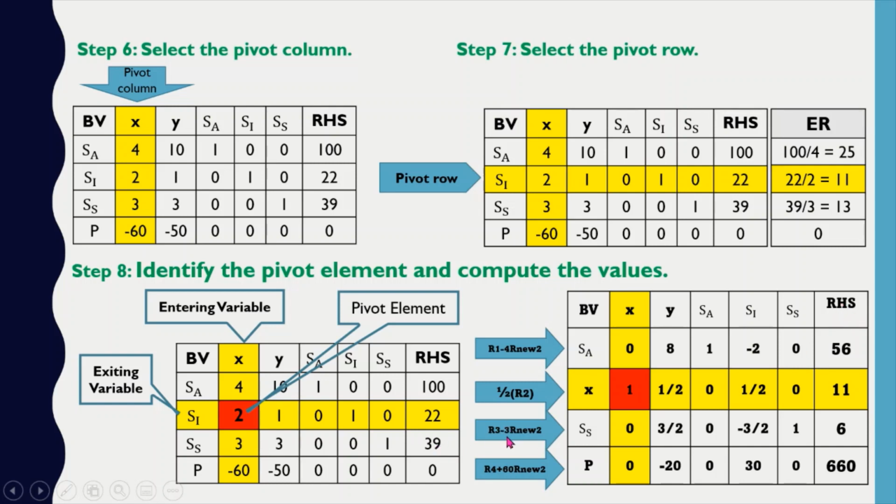And sorry, we have here the right hand side column, the original value, which is 39. 39 minus 3 times the new row 2 value, which is 11. So 3 times 11, that is 33. 39 minus 33, that is equal to 6. So last row, we have here the fourth row.